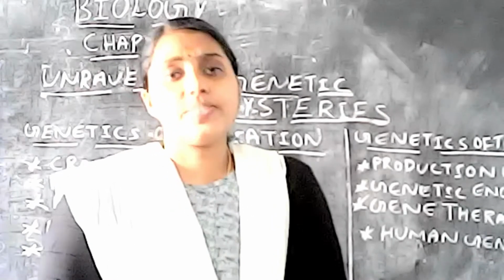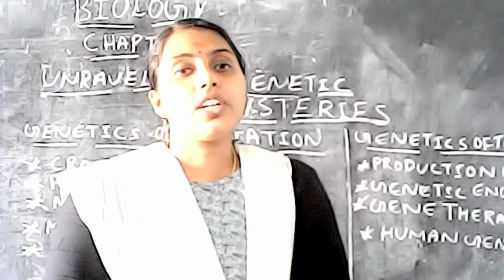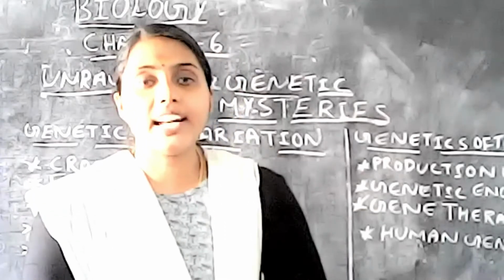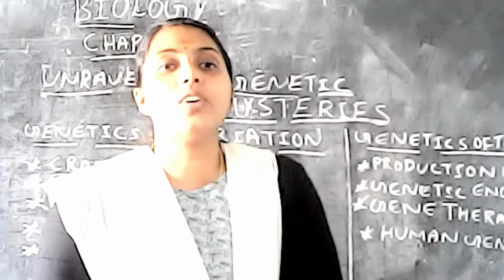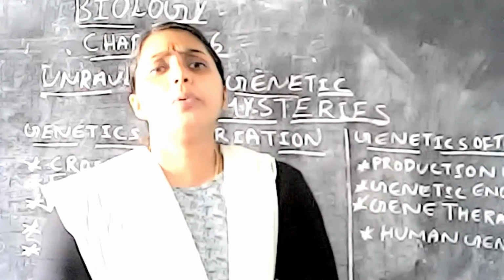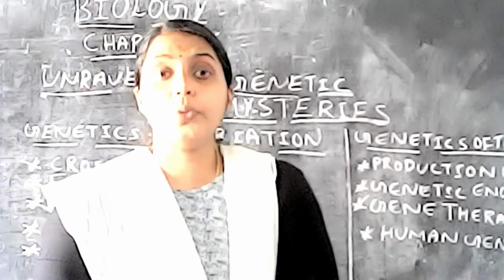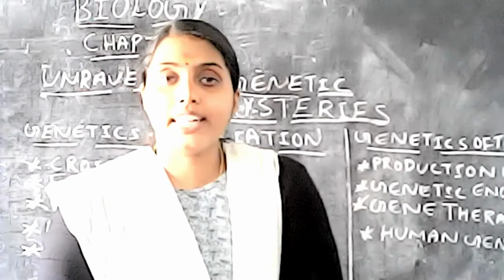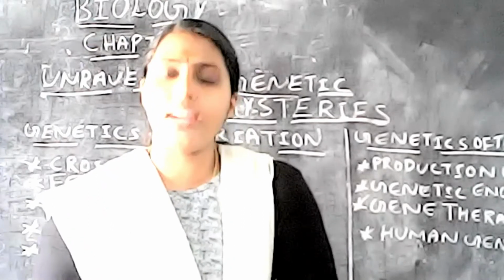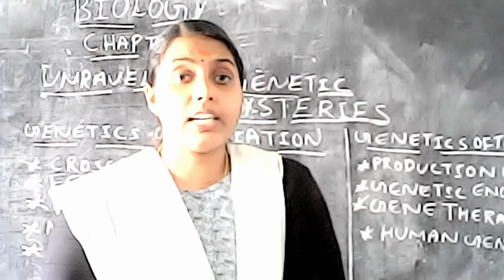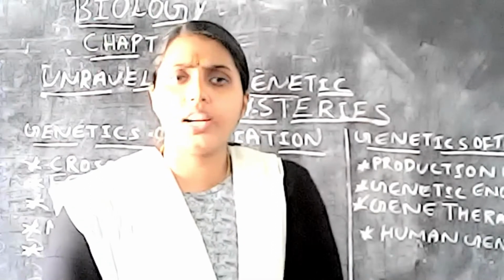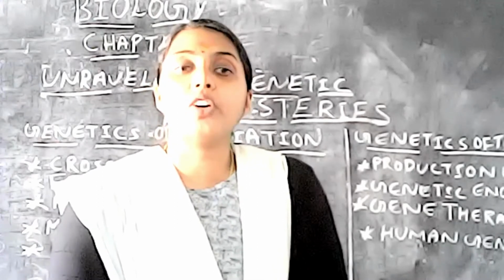There are certain reasons for variation. Among those reasons, one is mutation. Mutation means a sudden heritable change in the genetic constitution of an organism. Mutation can be caused by a defect in the gene, by radiation, by the action of certain chemicals, or by changes in the genetic constitution. All these things are responsible for mutation.